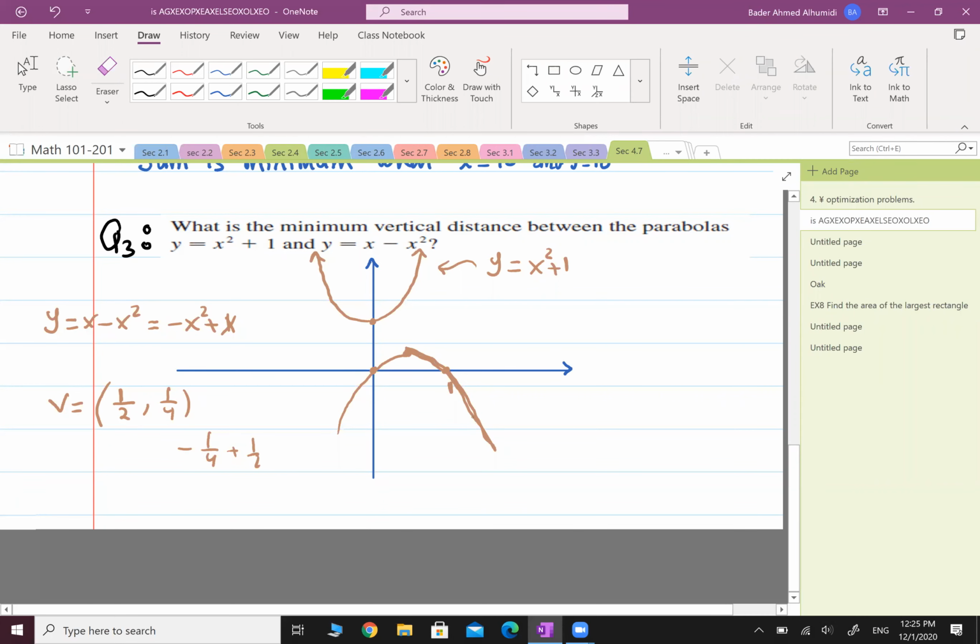Let us say, roughly speaking, a sketch of that. This is not accurate, but this will give us the idea of what the meaning of the question is. This is x minus x squared.